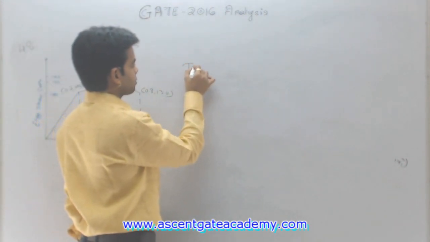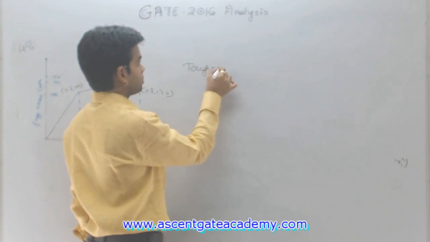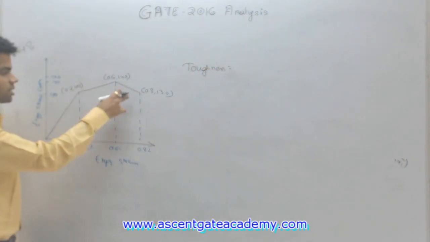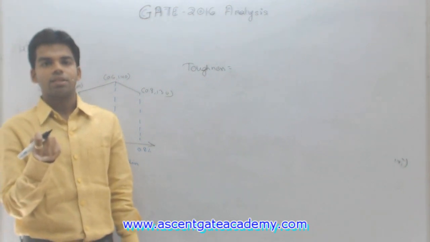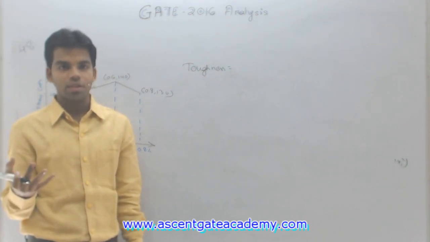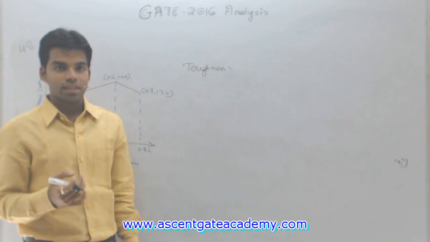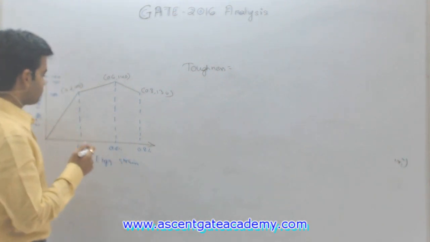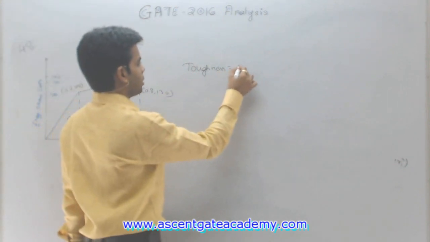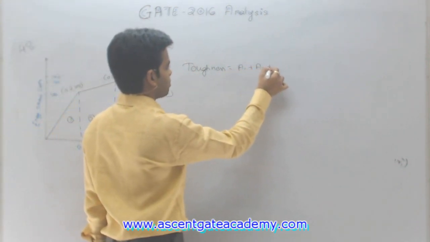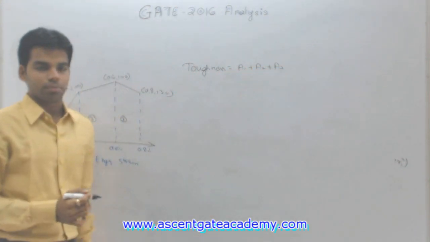And what is toughness? Toughness, as we know, is the area under the stress strain diagram up to fracture. That means the energy the material stores up to fracture is nothing but toughness, and that is actually the area under the stress strain diagram. So in fact we have to determine this total area. That means area 1, A1, plus A2 plus A3, this total area we have to determine.